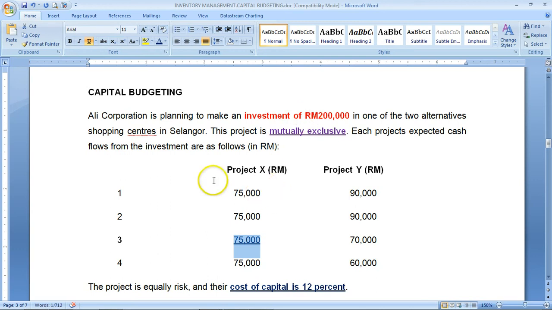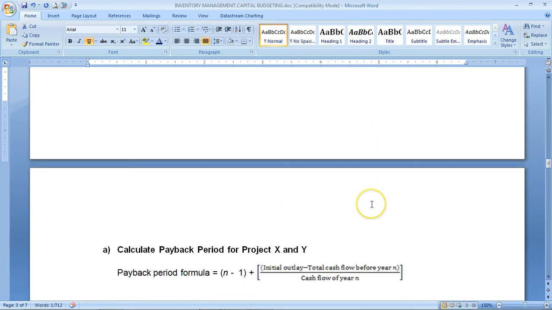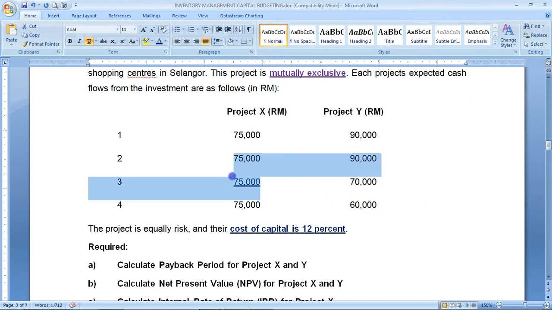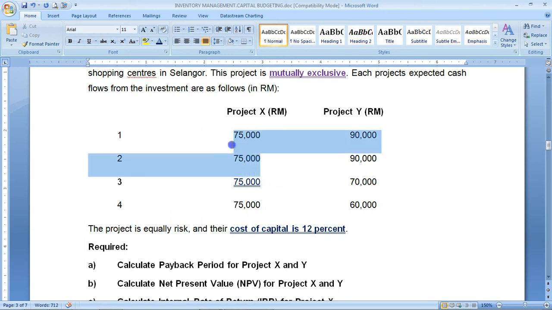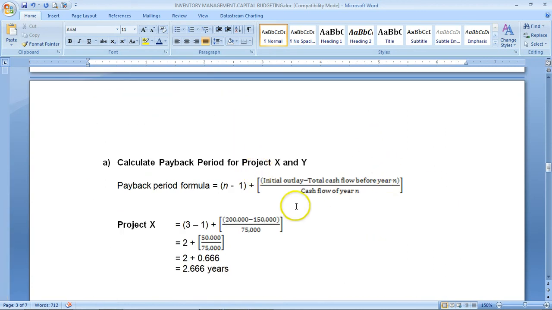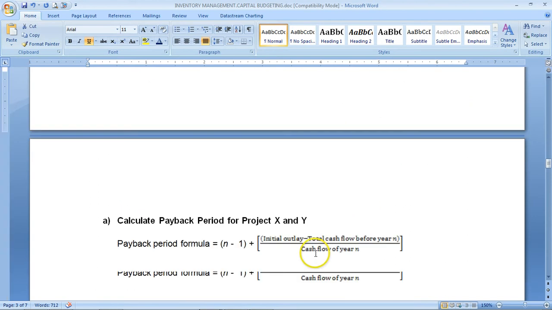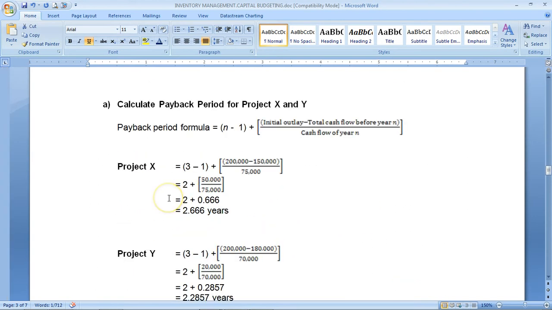So, the total cash flow before year N. You see, this is the year that you choose, your year N. So before that, 75 plus 75, this is 150,000. Divide by 75, from where? The cash flow at the year that you chose just now. You chose year 3, correct? So this is your 75,000. You divide by 75,000, then you get 2.666. It means that your project X takes 2.666 years to cover the IO.